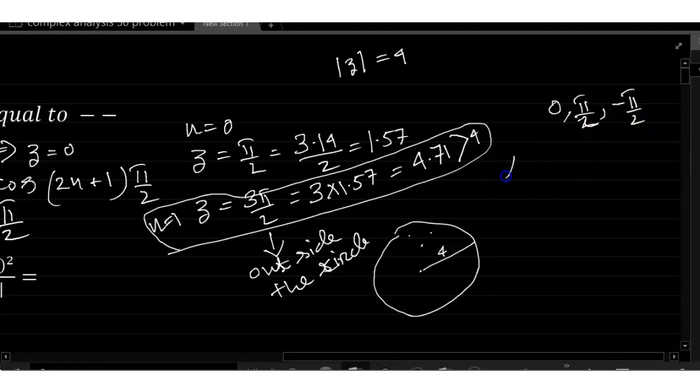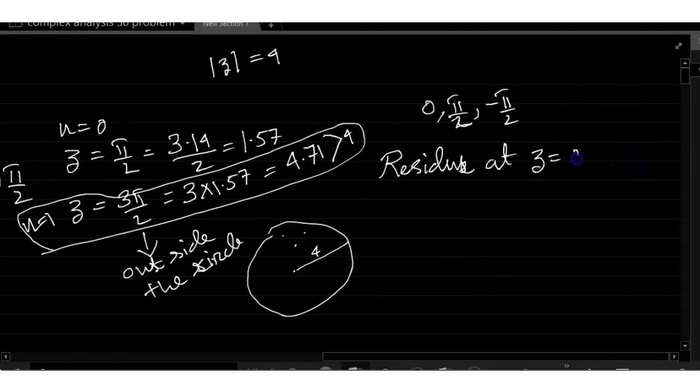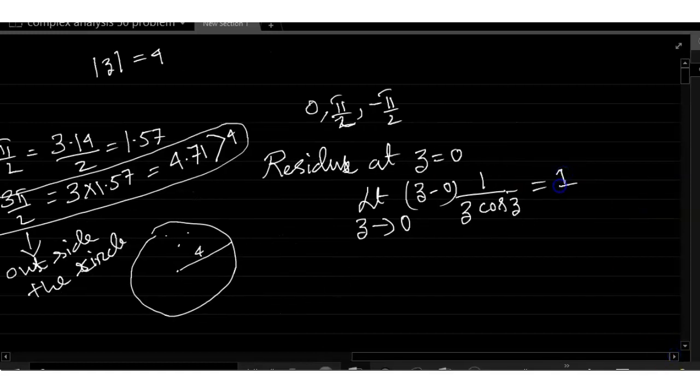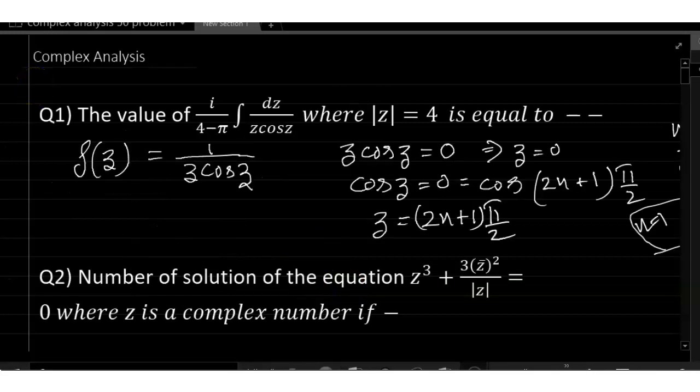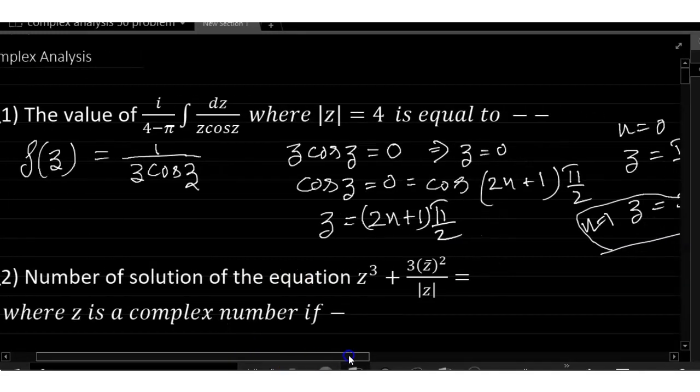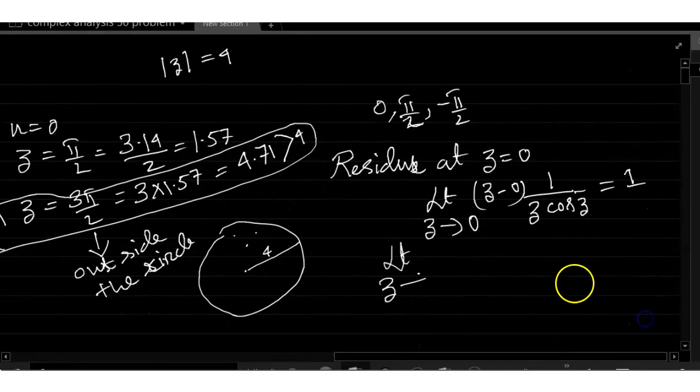Now we compute the residues by Cauchy's theorem. Residue at z = 0 is the limit as z tends to 0 of (z − 0) times 1/(z cos z), which equals 1. So the residue at z = 0 is equal to 1.